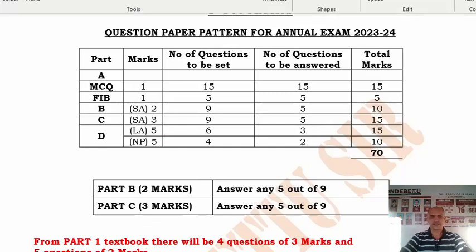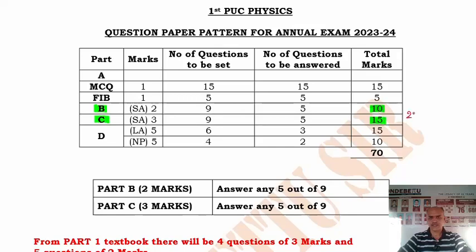As you remember, in the last video I had told you, if you take the part B and part C sections, totally 10 plus 15, you will be able to get 25 marks from these two sections. Now, in part B, you are required to answer 5 out of 9, and even in part C, you are required to answer 5 out of 9.